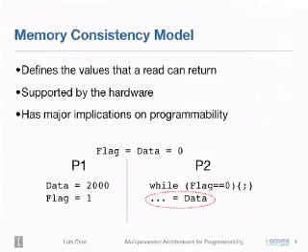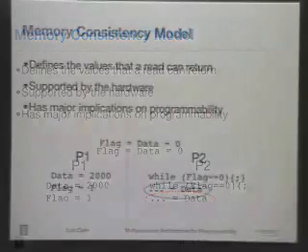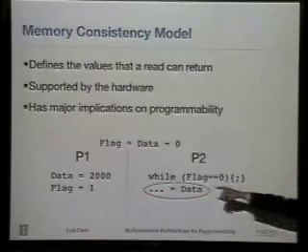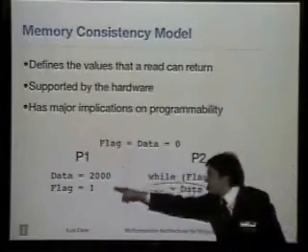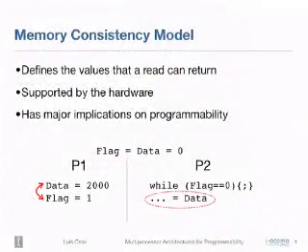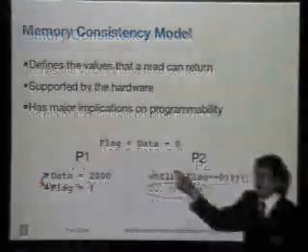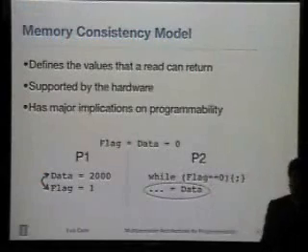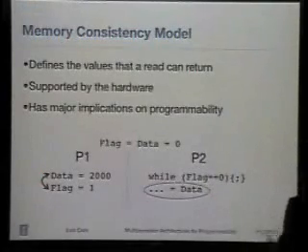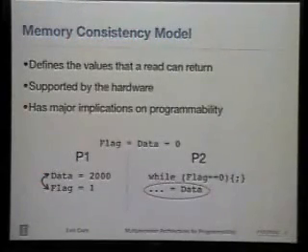This is defined by the memory consistency model. The intuitive answer is really that it should return 2000, right? Because P1 sets data to 2000 before setting the flag to 1. But depending on the consistency model, these two writes could be seen out of order by processor 2, and this read of data would return 0, which is a non-intuitive behavior of this parallel program.